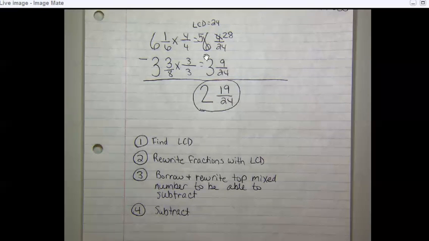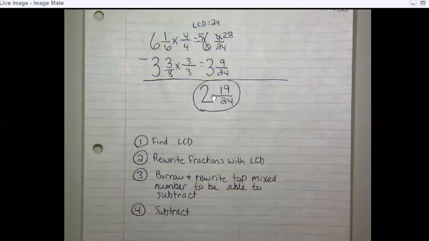So I need to borrow and rewrite this top fraction so that I can subtract. Borrow from the 6 and make it a 5. So this 1 comes over here to the fraction side, and when I'm talking about 24ths, my fraction equal to 1 is 24/24ths. So 4/24ths plus 24/24ths is 28/24ths. And so now I have 5 28/24ths, and 28 is big enough to be able to subtract 9 from. So 28 minus 9 is 19/24ths.